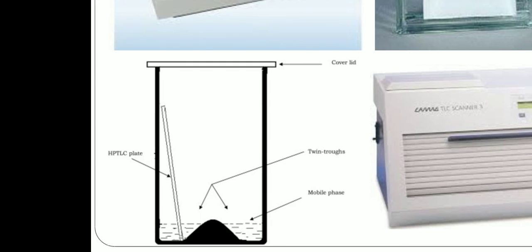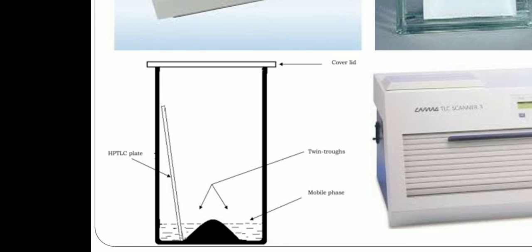The advantage with the twin trough chamber is that we can minimize the use of, that is, we can avoid the wastage of mobile phase. Any of the sides we can prefer for keeping our plates, either on one side or this side. The advantage is that the wastage can be minimized. The sample wastage can be minimized.